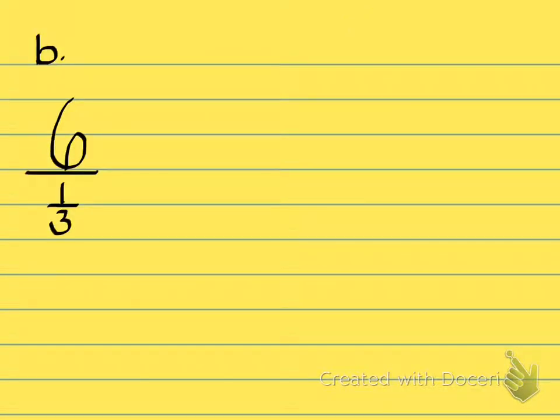All right, so for B, we have 6 divided by 1/3. So we're going to go ahead and move that over and change it into a division problem. So as you can see here, we've changed that into 6 divided by 1/3. And in our next step, we are going to make it 6 over 1 divided by 1/3.